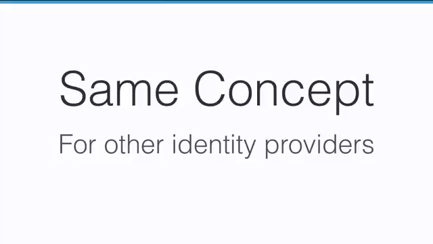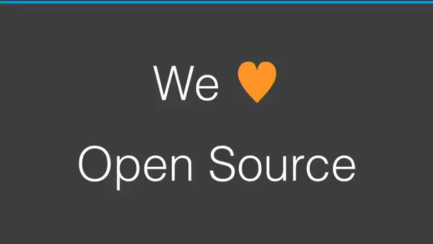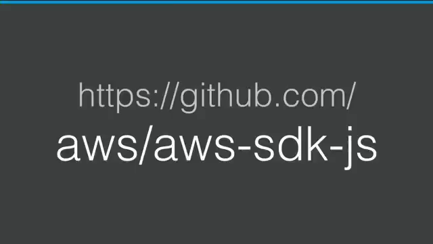I want to end the talk by talking about something that I think is really important, and that's our community. At Amazon, we love open source. All of the SDKs that we release are available on GitHub, and they're all licensed under the open source Apache 2 license. We really believe in a strong community, and we really think that everybody should be involved, and that's why we get involved in open source. Our project is available on GitHub, right there. We definitely love to get feedback and pull requests.